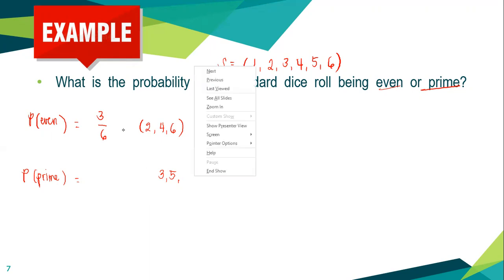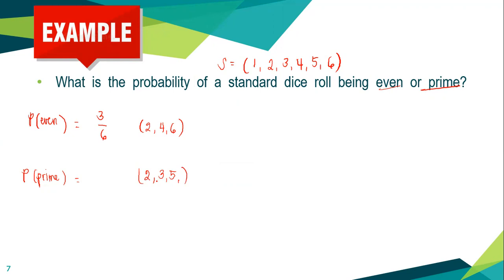Okay, so we only have 2, 3, and 5 as our prime numbers. And that is 1, 2, 3. Again, 3 favorable outcomes out of 6 total outcomes. So the question is probability of getting even or prime.